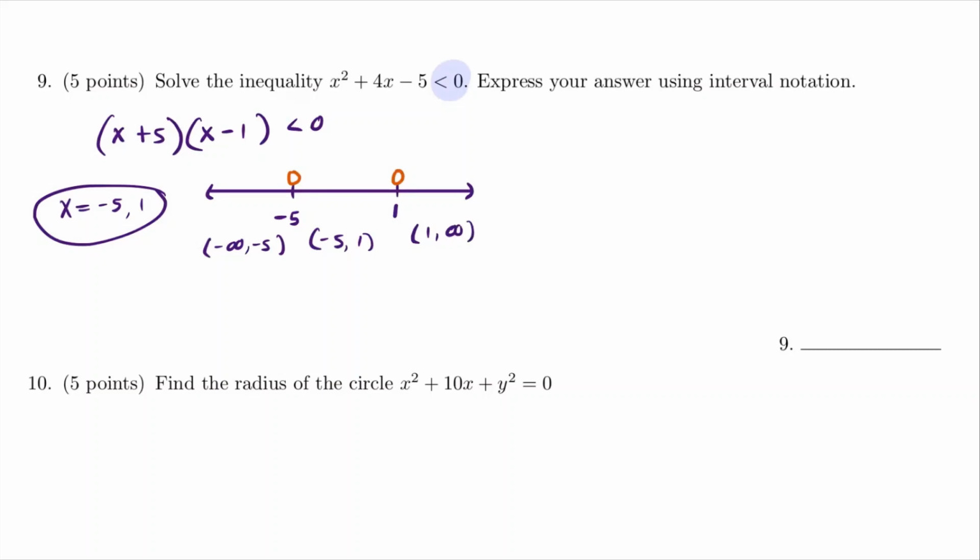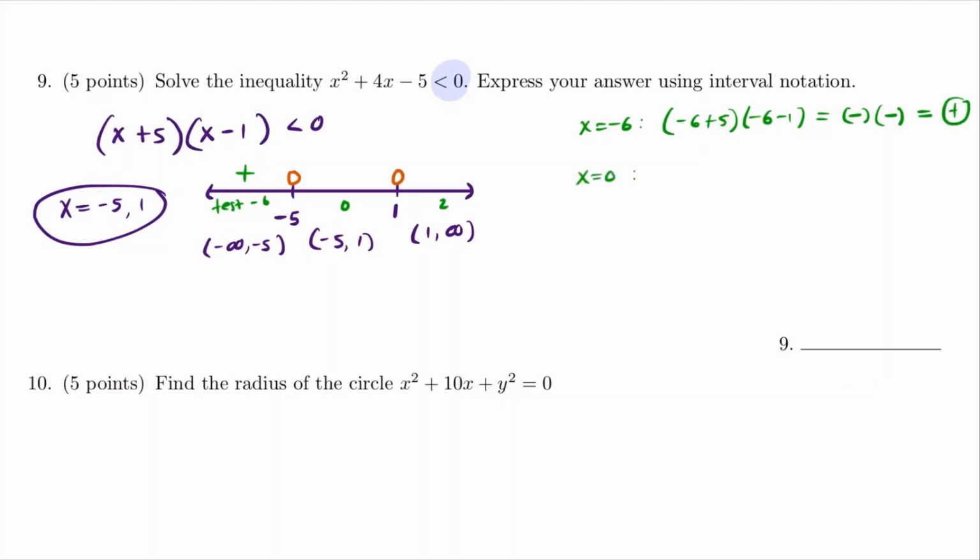So for each interval, we're going to pick a test value. So for the first interval, I can test -6. For the one in the middle, we can test 0. And for the last interval, we'll test 2. Something easy and convenient. So I'm going to go ahead and plug them into this expression because it's easy to evaluate. So for x equals -6, we have -6 plus 5, -6 minus 1. -6 plus 5, that's a negative number. And then -6 minus 1, that's also a negative number. So two negative numbers, when you multiply them, it's positive. So this interval, it is positive.